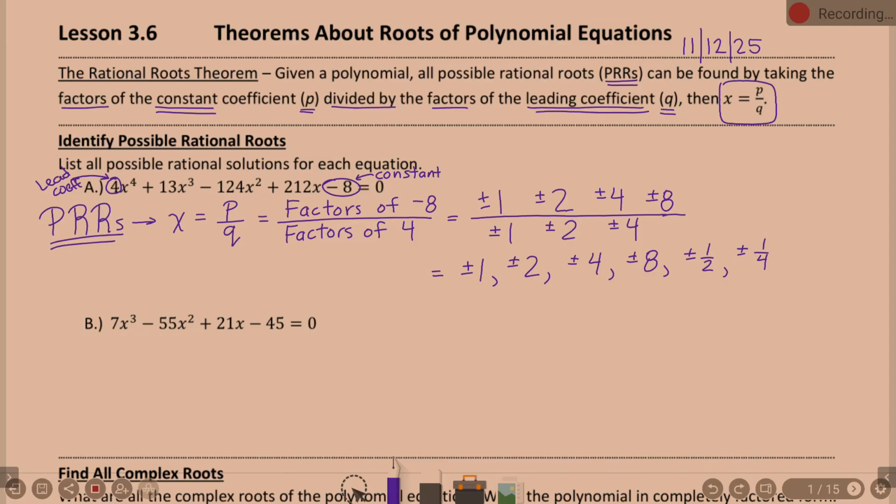So my list of PRRs are this list of numbers right here. Plus or minus 1, 2, 4, 8, 1/2, and 1/4. Okay? And so as long as you can get all your factors written down, it's not a hugely demanding task. When this is what's being graded and what you're being asked to do, you'll always want to go through and make an actual list. Don't just stop up here. I know all the information is up here, but we need a list.